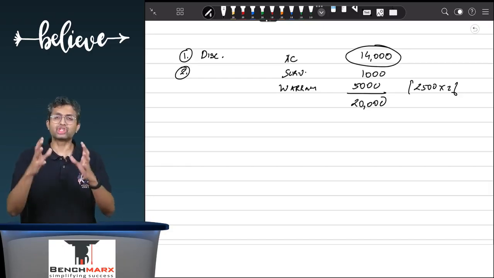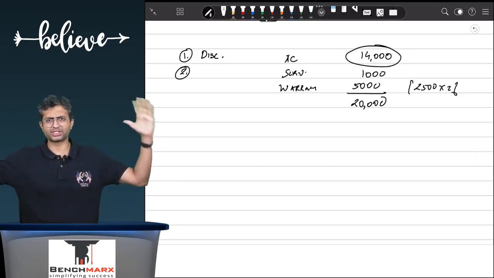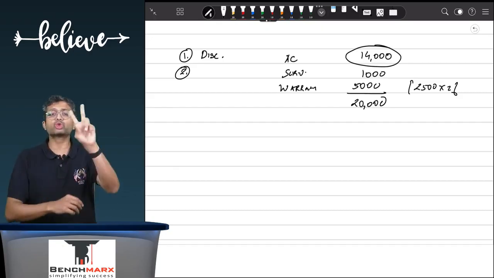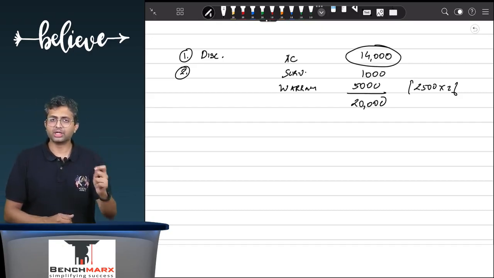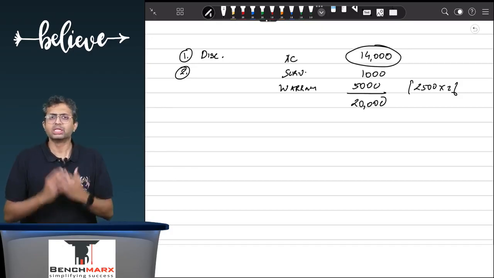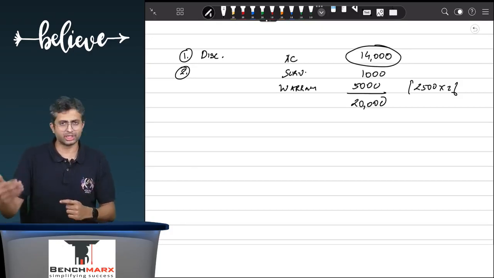So what are the general principles? The allocation will be in the ratio of the standalone prices. However, there are two exceptions to this rule. First, if there are discounts. Now, typically discounts can also be allocated in the ratio of standalone price.